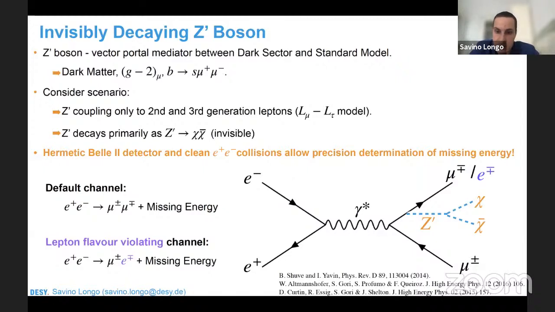The way we searched for it is shown by the Feynman diagram, where our collision produces a virtual photon. This then goes to two muons, and one of the muons radiates the Z prime. The Z prime then decays invisibly, showing up as missing energy. This analysis actually targeted two channels. The first channel is as shown, where we produce two muons in the final state plus missing energy. The second channel looks for a lepton flavor violating case, where the Z prime is radiated from one of the muons and changes flavor, so we have an electron in the final state. This gives an asymmetric final state of a muon plus an electron plus missing energy.